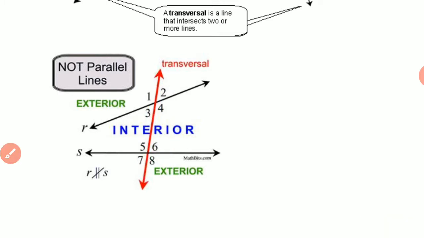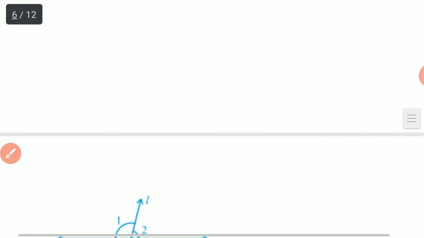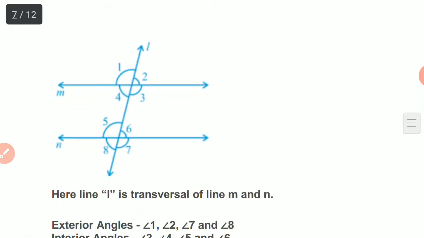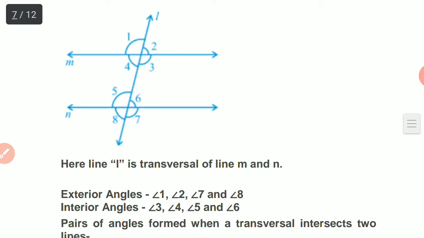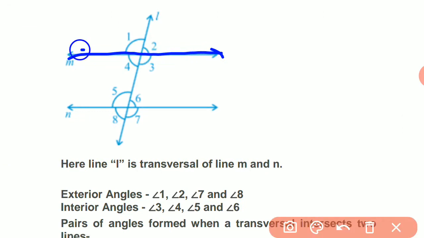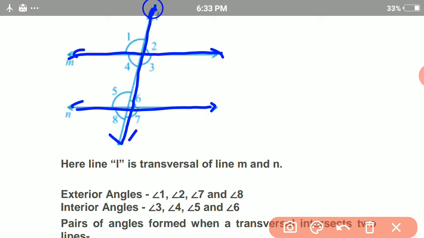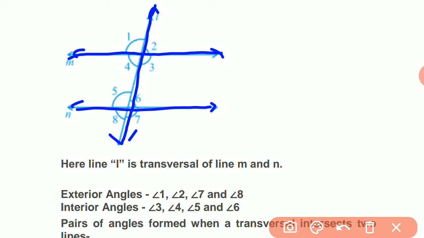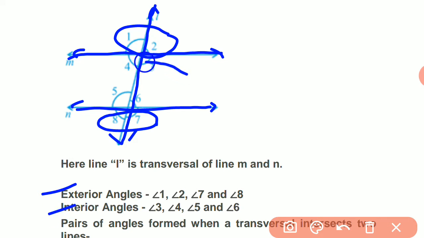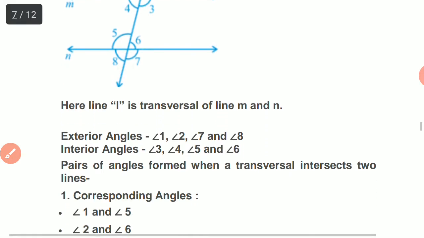And next, suppose lines M and N are parallel and this line L is the transversal line, and there are angles 1, 2, 3, 4, 5, 6, 7, 8. Then the exterior angles are 1, 2 and 8, 7, and the interior angles are 3, 4, 5, 6. And there are some relations between the interior and exterior angles.